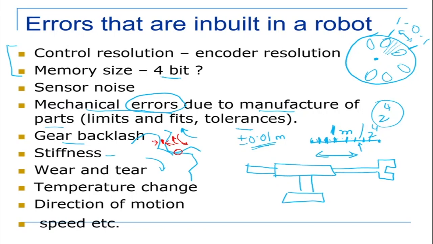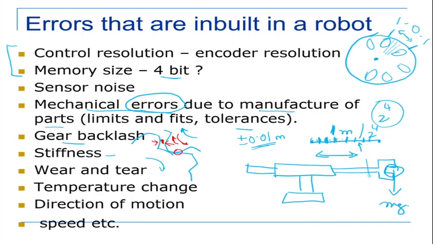Stiffness. Stiffness of the links. For example, in this figure I drew here, suppose there is a mass mg here. Because there is an overhang of 1 meter, this will tend to bend a little bit. So it can deflect in this direction. Because this is not an ideal rigid body, it will have some stiffness irrespective of how strong it is.